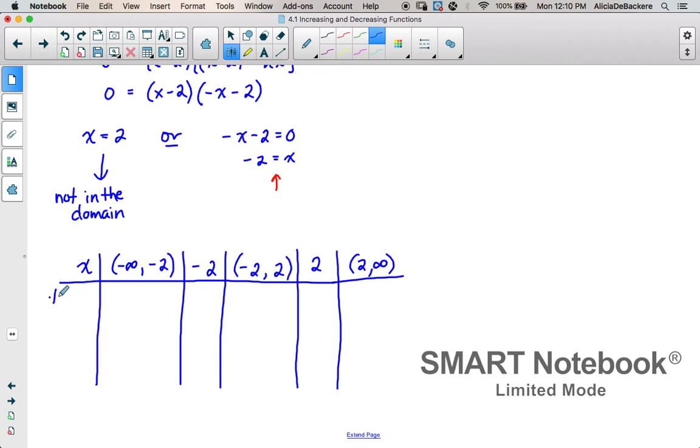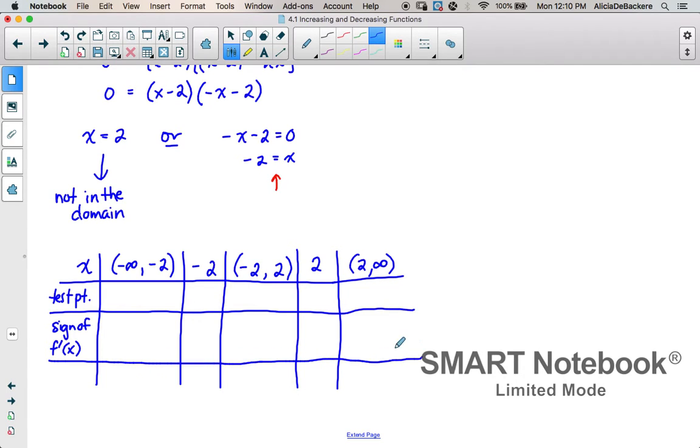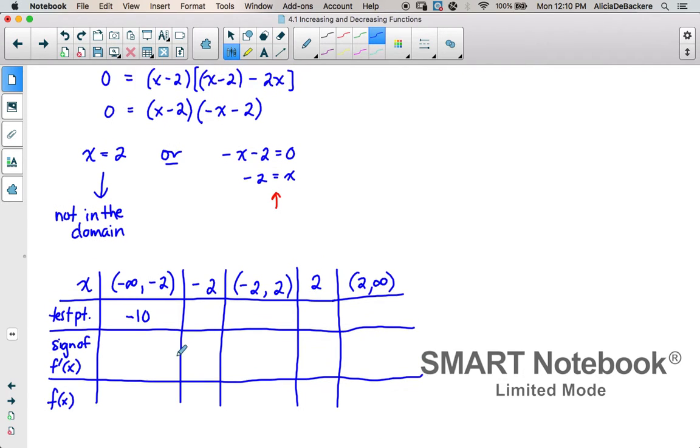All right, down the side here, first we're going to pick a test point. Then we're going to figure out, well, what is the sign of the derivative? And then finally, we're going to talk about what's the behavior of the actual graph that we're investigating. So in our first interval from negative infinity to negative 2, I'm going to pick some number that's smaller than negative 2. So again, I'm going to pick negative 10, but you could pick whatever number you want, negative 87, negative 3. And I'm going to go back up to my derivative.